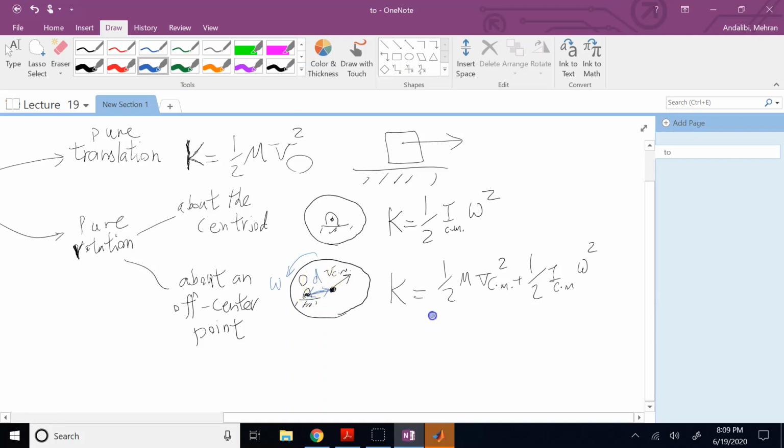What is the velocity of the centroid? Magnitude of it. You are right, it is d times omega, because the centroid is rotating about the fixed point, correct? V equals R omega. So if you plug it in, this guy is going to be d squared omega squared. And then if you factor out 1/2 omega squared, you would get K is 1/2 of m d squared plus I about the centroid.